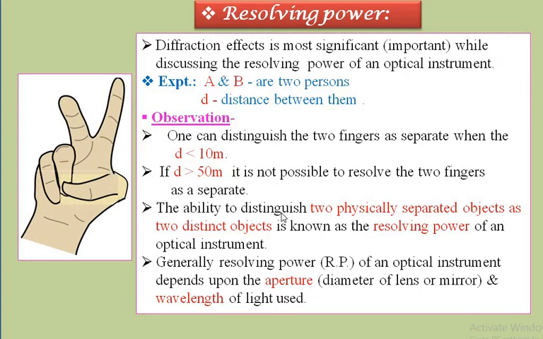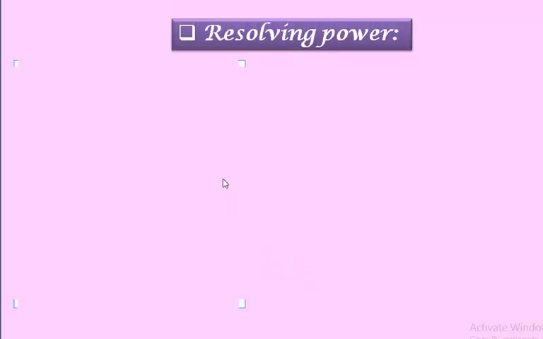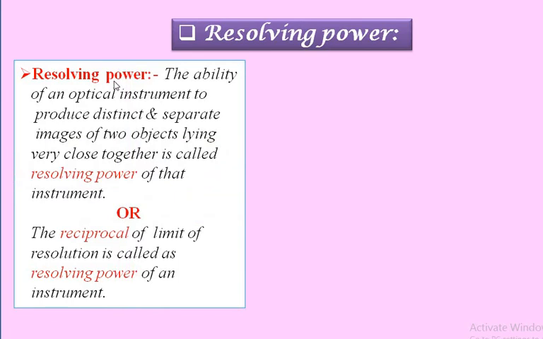The ability to distinguish two physically separated objects as two distinct objects is known as the resolving power of an optical instrument. Generally, the resolving power of an optical instrument depends on the aperture, that is the diameter of the lens or mirror, and the wavelength of light used. The definition of resolving power is the ability of an optical instrument to produce distinct and separate images of two objects lying very close to each other.